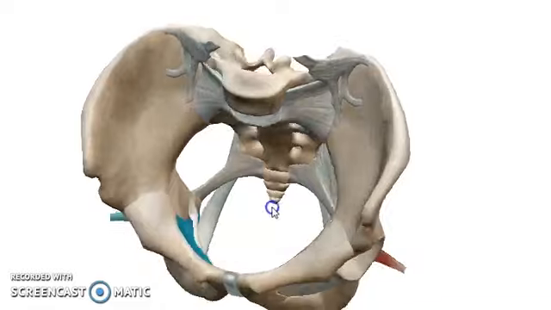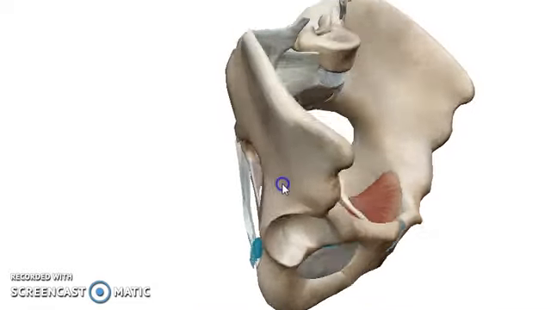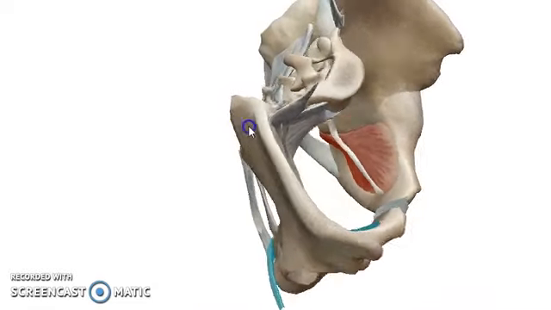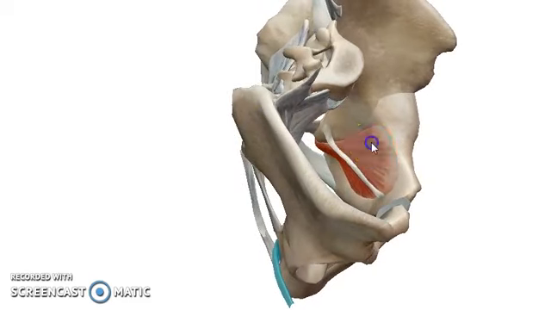Let's see the other side. This is the side wall of the pelvis, as we see. And this muscle is the left obturator internus muscle. If we hide it like this, we can see the obturator membrane filling the obturator foramen.